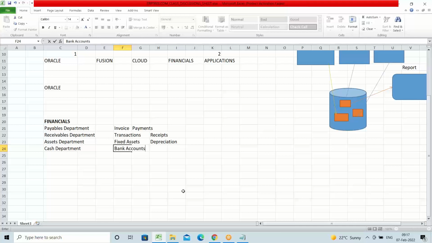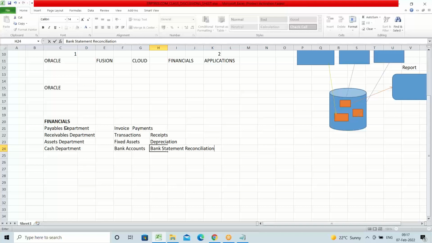Okay, they maintain the bank accounts and they do the bank statement reconciliations also. Maybe after 2-3 sessions, we'll come to know what it means by bank statement reconciliation. For now, just take the term. Just remember the terminology, that is enough for now. They do the bank statement reconciliation.